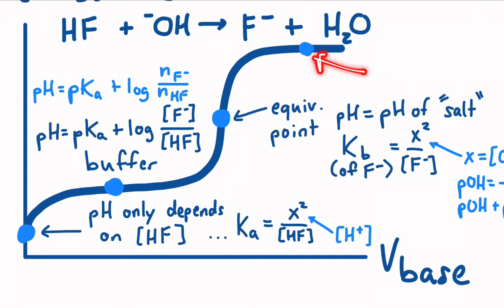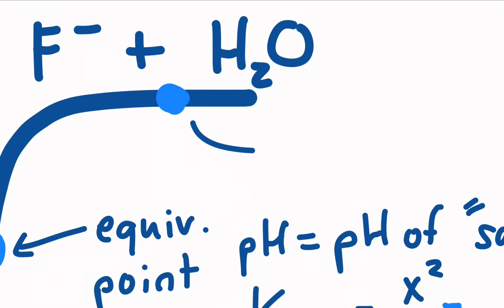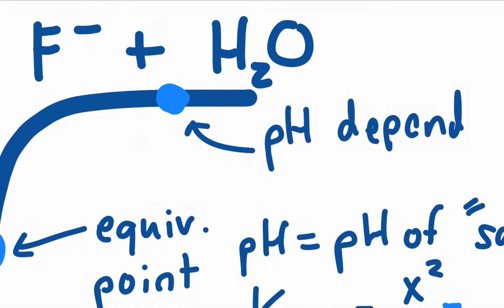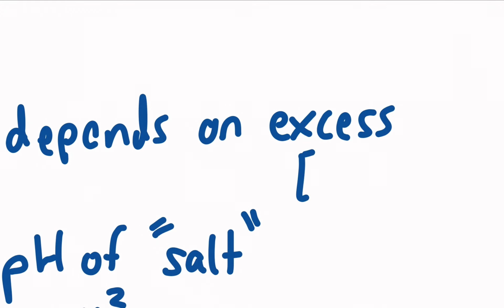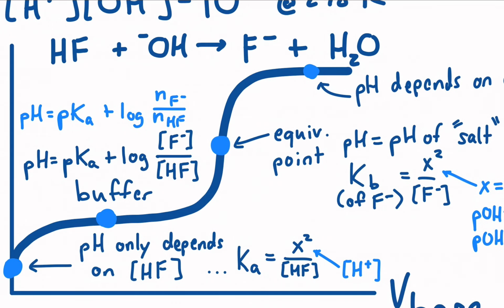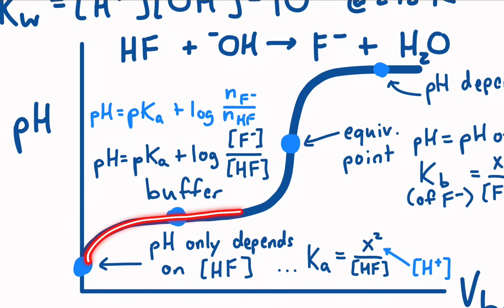What about way at the end of the titration? What do we do up here? Well, now we're in excess hydroxide, so the pH depends on excess hydroxide. And that means I have to figure out how much hydroxide is remaining if for whatever reason I over-titrated this and went past the equivalence point all the way into this region of very, very high pH, very, very basic pH.